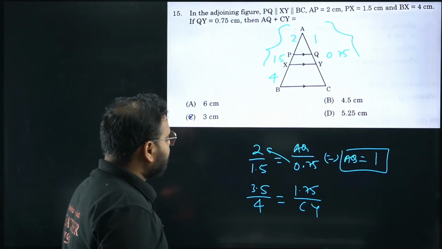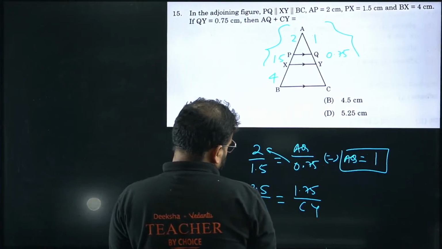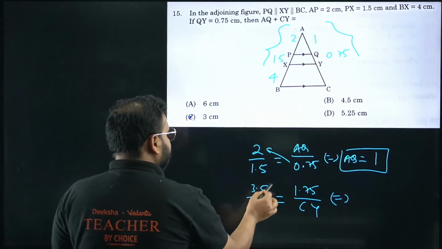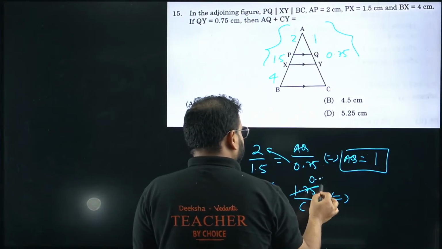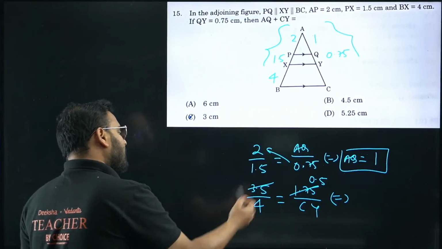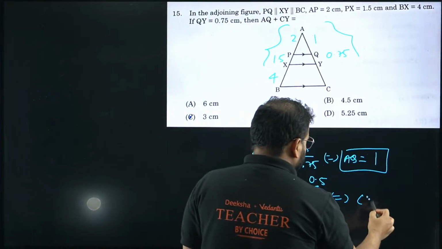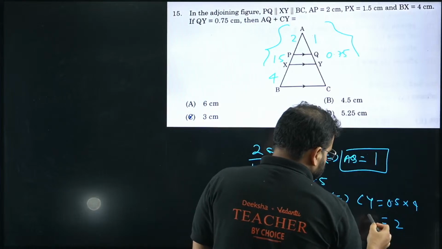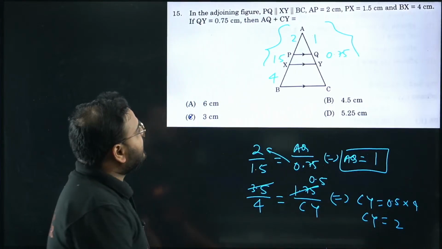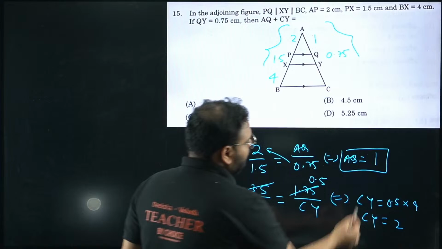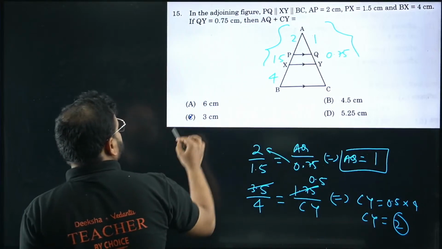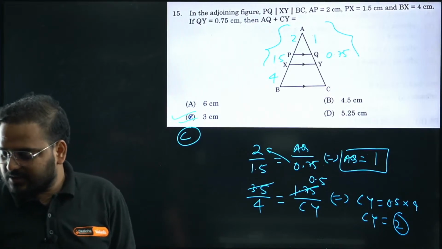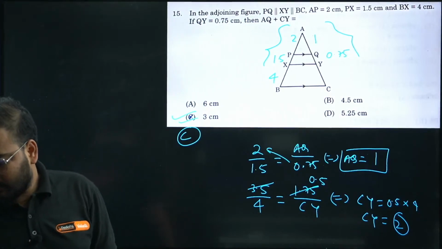Alright. So if I have to solve this now, please check. If you check here carefully, it becomes 0.5 actually. 35 into 5 is 175, no? It will become 0.5. So your CY will actually be 0.5 times 4, so simply 2. CY is 2. AQ is 1, CY is 2. The sum is going to be 2 plus 1, so 3, sir. Option C. 15th option is C. Okay.